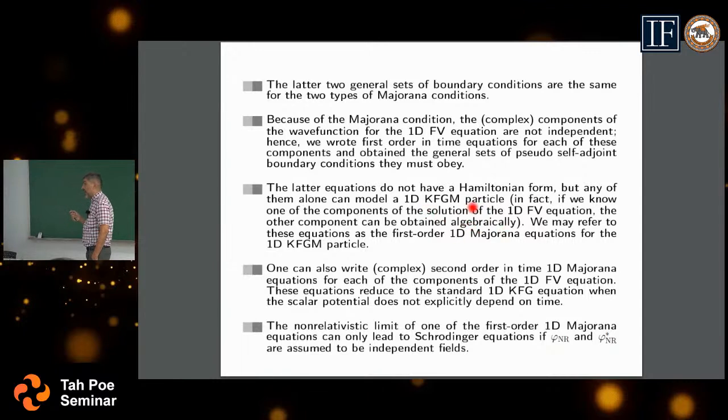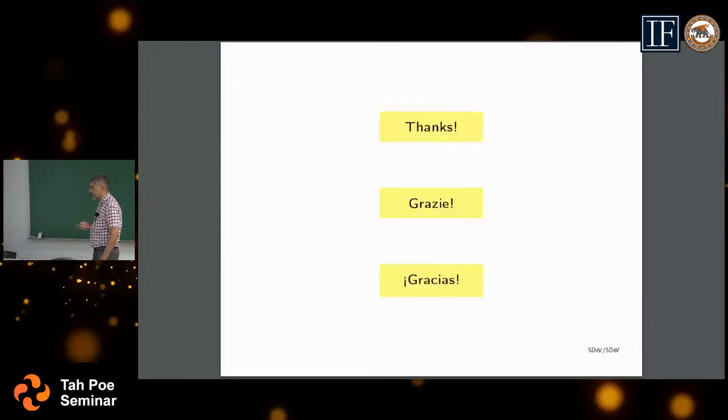The problem is that they don't have a Hamiltonian form, but they can be reduced to a real Klein-Fock-Gordon equation that you can resolve, and then with a derivative, you resolve the problem. Also, you can write complex equations second order in time, especially when the scalar interaction depends explicitly on time. And finally, in the non-relativistic limit, one of the first order Majorana equations can lead to the Schrödinger equation, but just when phi and phi asterisk are assumed to be independent fields.